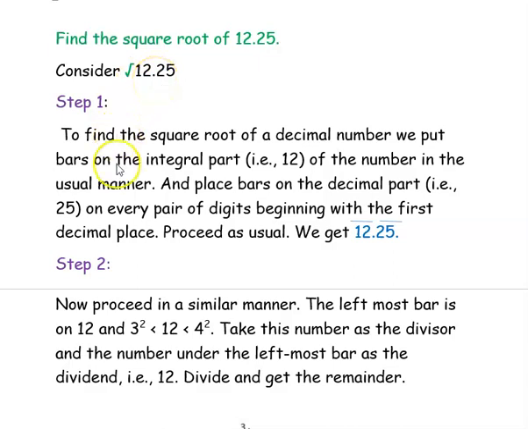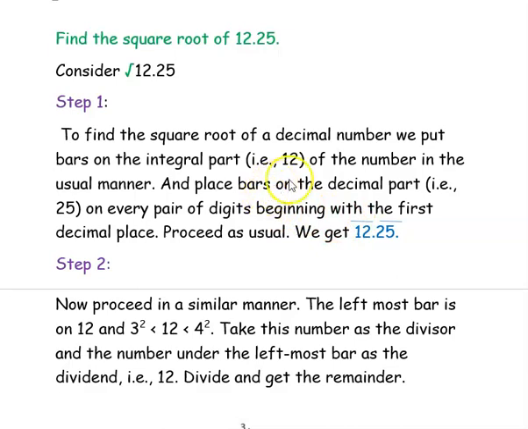So the first step, we want to place the bar on the given numbers. Even though these are decimal numbers, we have to place bars on both the integral part and the decimal part. So the integral part is 12. We have to start from the ones place and pair the digits and place the bar. Here we have only two digits, so we have paired 2 and 1 and we have placed a bar over here.